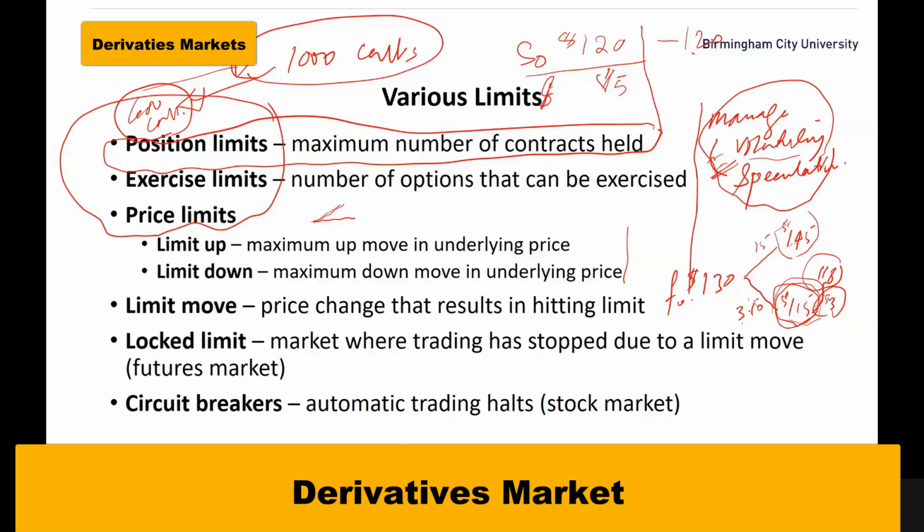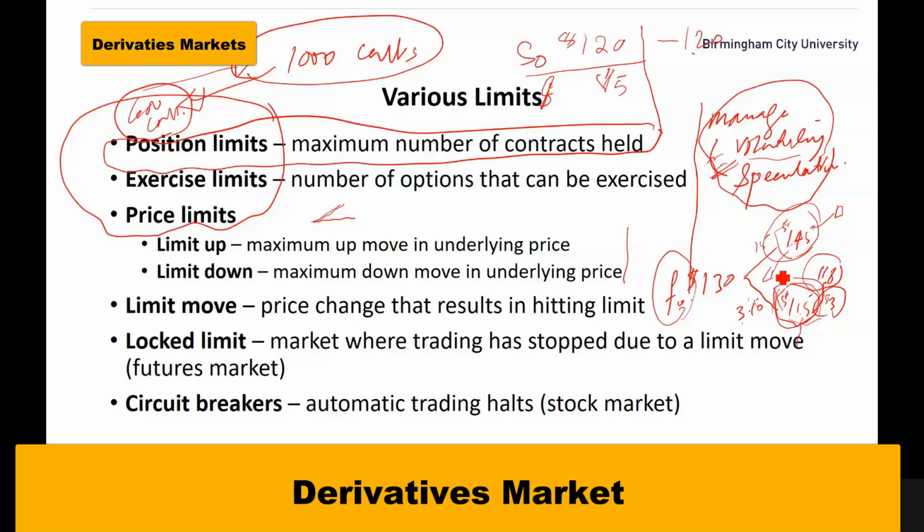Now, when this limit down or limit up move is hit and the trading stops, it is called a locked limit. Trading cannot take place because the futures contract has gone into a locked limit. No trading is possible at a price below this price if a limit down move has occurred, or beyond this price if a limit up move has occurred. But if after 15 minutes or 10 minutes, whatever the break is, the trading starts at a price less than this or at a price more than this, then it's fine, trading will continue.